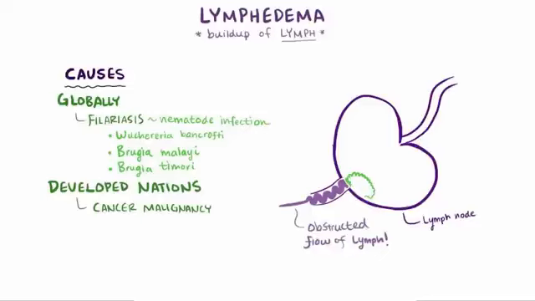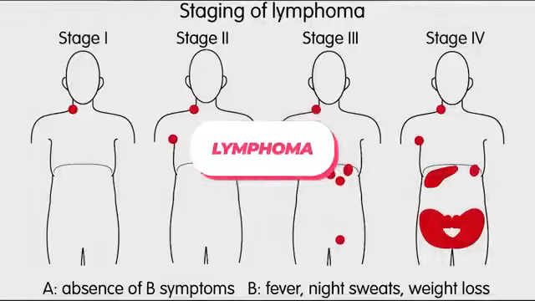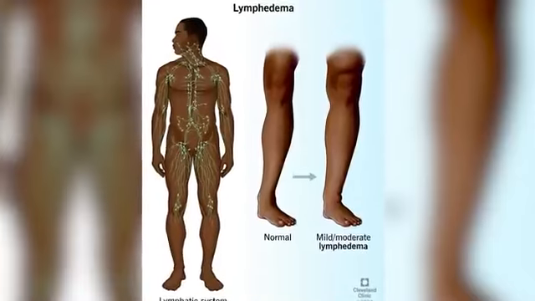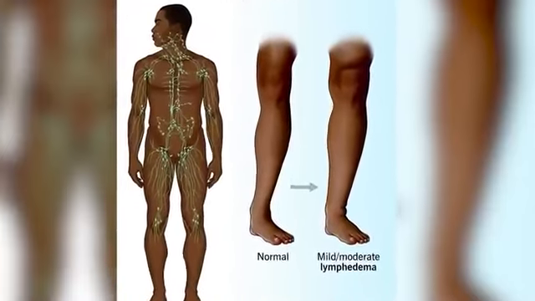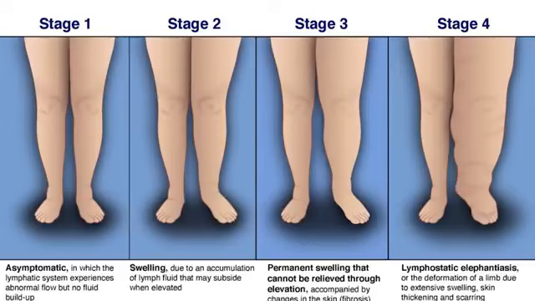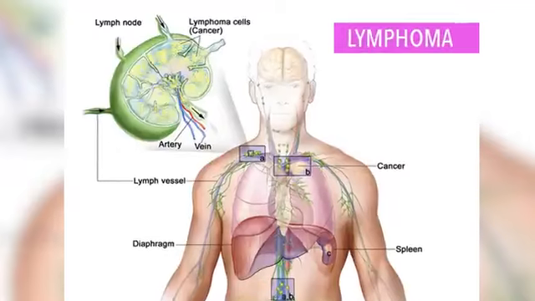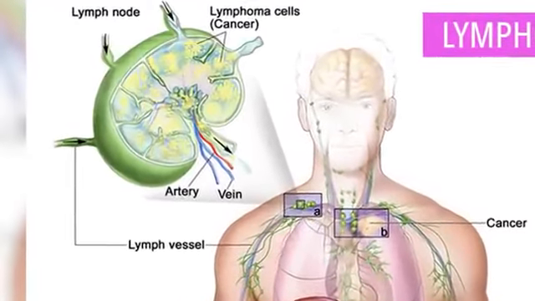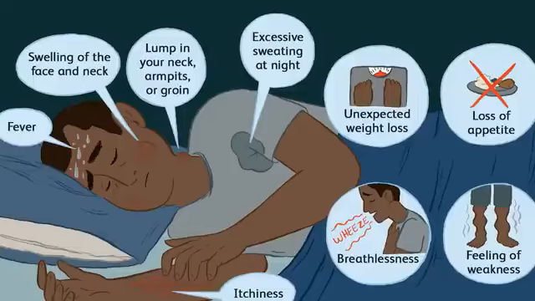caused by a buildup of lymph in the tissues, and lymphoma, which is a type of cancer that affects the lymphatic system, can occur. Lymphedema can occur due to injury, surgery, radiation therapy, or congenital defects that affect the lymphatic vessels. It can cause swelling in the limbs, face, or other parts of the body. Lymphoma is a cancer of the lymphatic system, which can affect the lymph nodes, spleen, and other organs. Symptoms include swollen lymph nodes, fever, night sweats, weight loss, and fatigue.